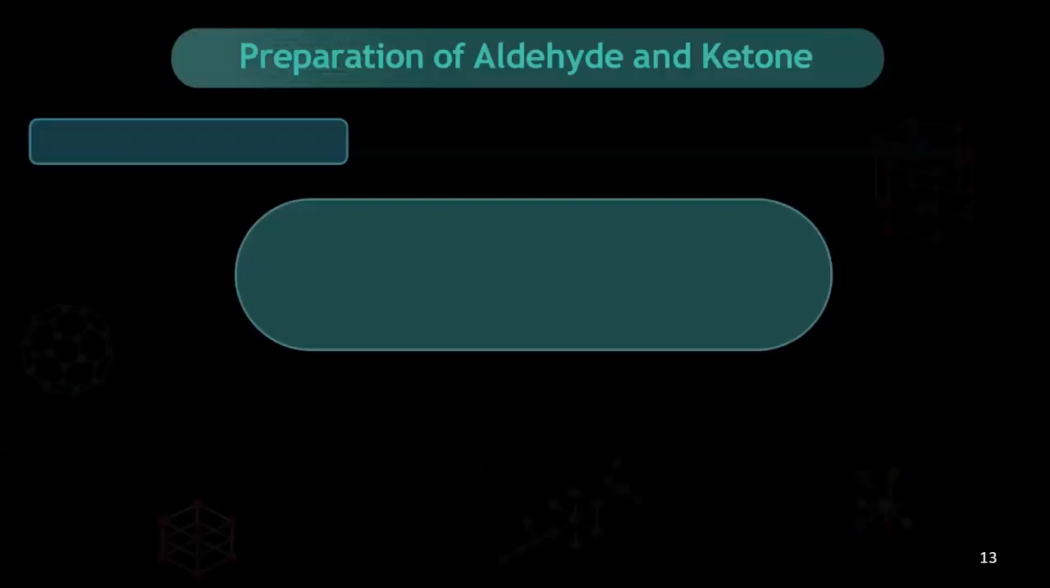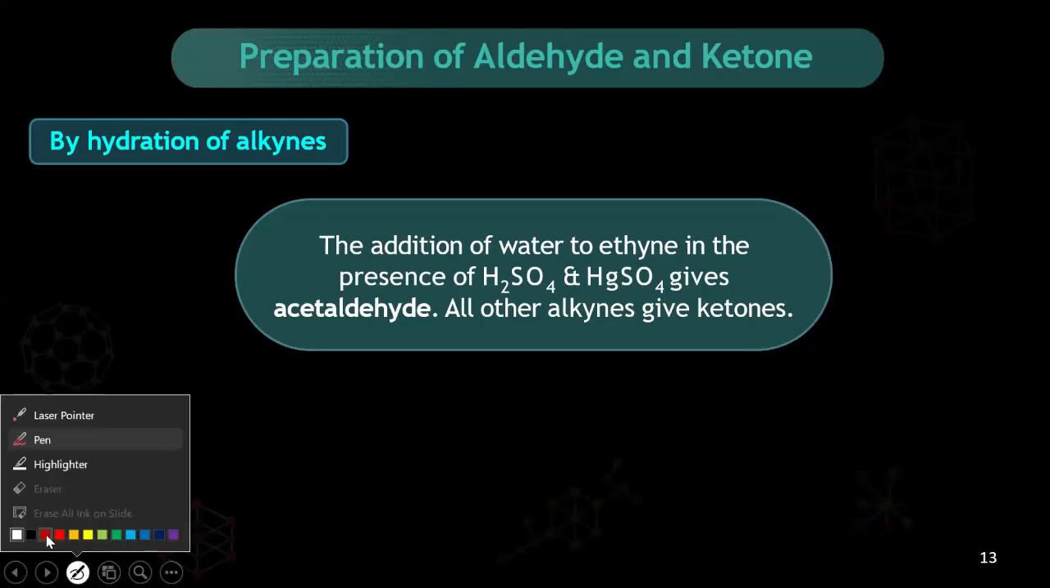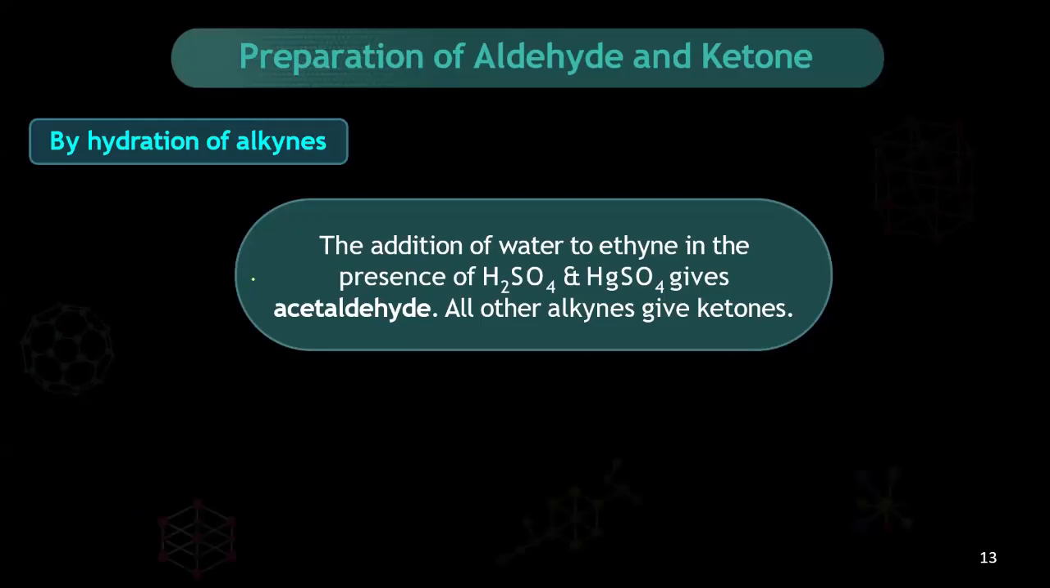Next one. So by hydration of alkynes. So what is this hydration of alkynes? Addition of water to ethyne in the presence of H2SO4 and HgSO4. What is this HgSO4? Just remember HgSO4 means it's mercury 2 sulfate, which acts like a catalyst. So it gives acetaldehyde, and all other alkynes give ketones.